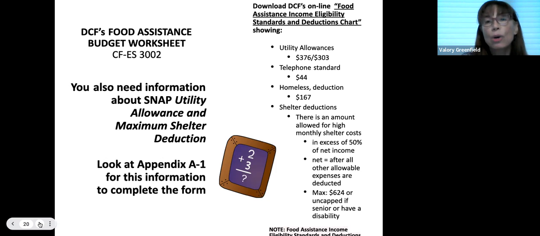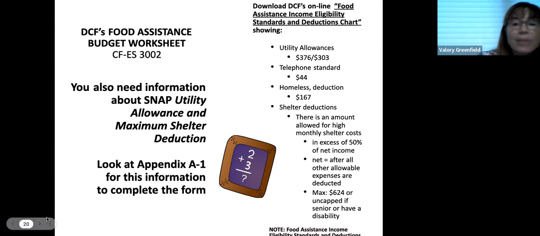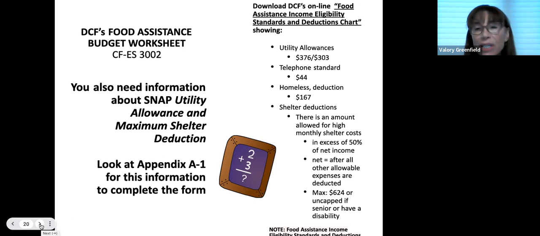This chart, if you will, publishes the allowances that I've talked about that are incorporated within the formula. So there are standards for the utility, there's standards for the phone, there's a standard deduction for homeless folks, and then there is a shelter deduction, the excess shelter deduction being $624, which is capped. So, except if you are a senior or have a disability.